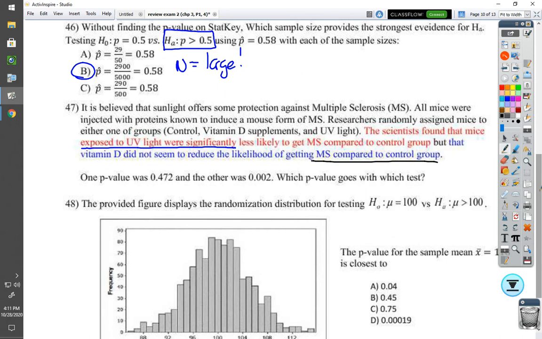Which p-value goes with which test? Well, the UV was significant. So the significant one is 0.002. Remember, small is significant. Therefore, the vitamin D value is the non-significant, which is 0.472.